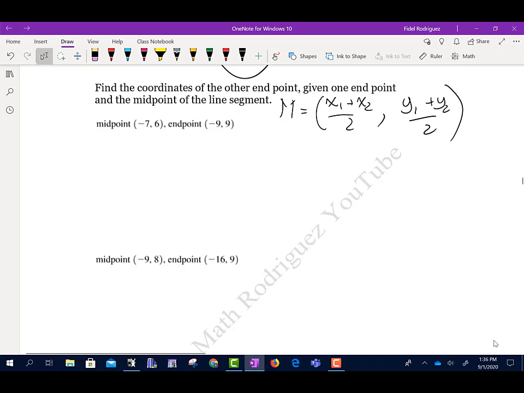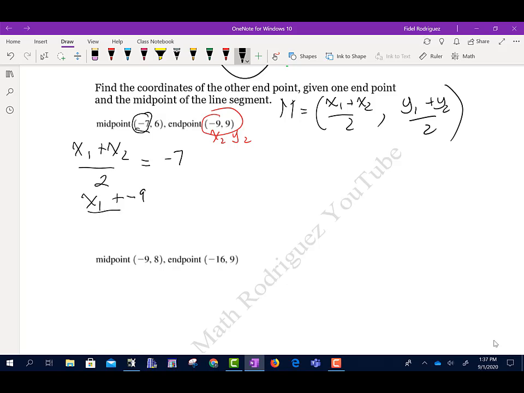Okay, so I want you to think about this: this is my x coordinate of my midpoint, and this is, say, one of the endpoints. I'm just going to label it x2 and y2. So I know that the x coordinate of my midpoint in this case is the number -7, right? And I also know that x2 is the number -9 over 2, okay?